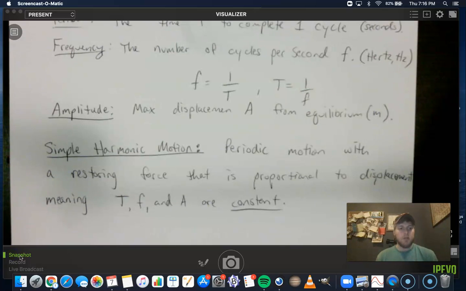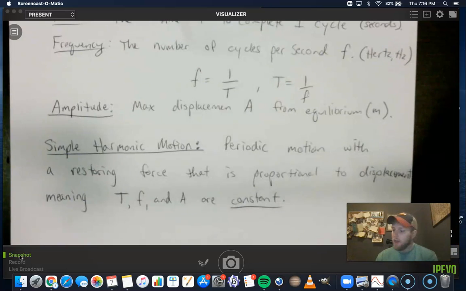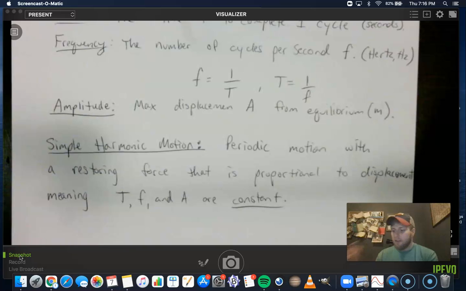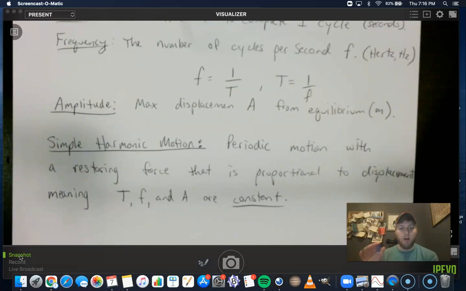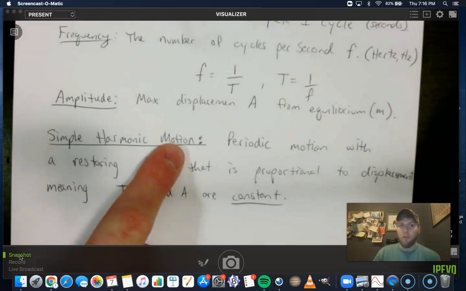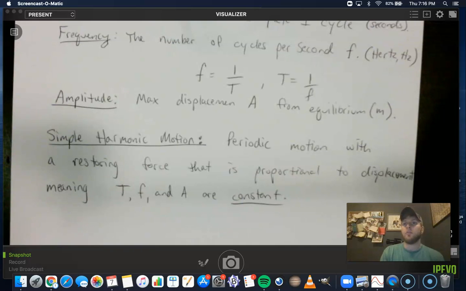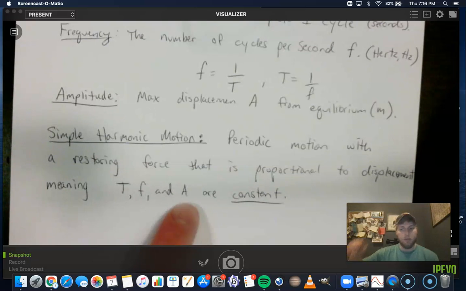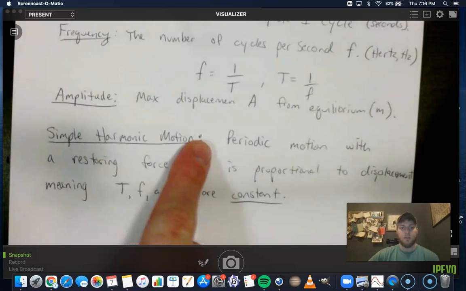So that's when we get to simple harmonic motion. Simple harmonic motion is periodic, repetitive motion that has a restoring force that's proportional to the displacement, meaning that the period, frequency, and amplitude are all constant. So you could, of course, have something like a saloon door, if you've ever seen in the movies, that swings and eventually stops moving. That would not be considered simple harmonic motion. But if you have a pendulum or a spring that bounces up and down, keeping consistent period, frequency, and amplitude indefinitely, that's considered simple harmonic motion.